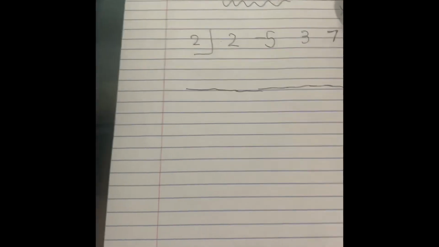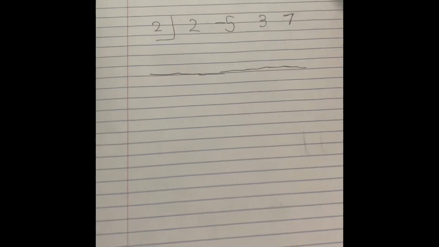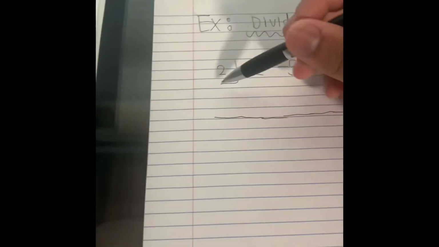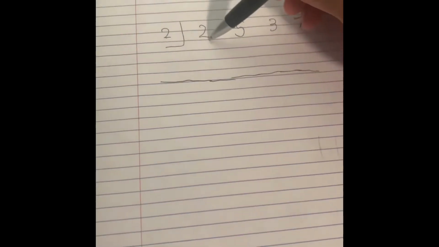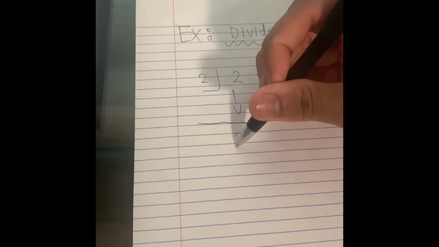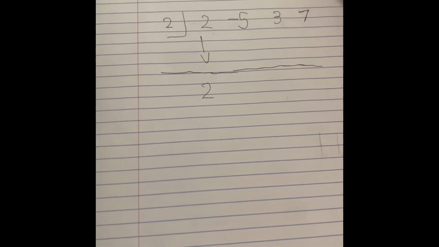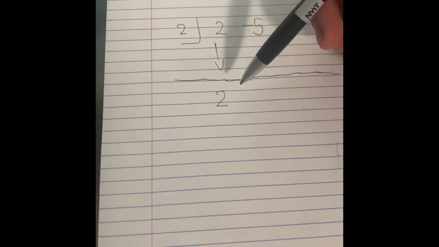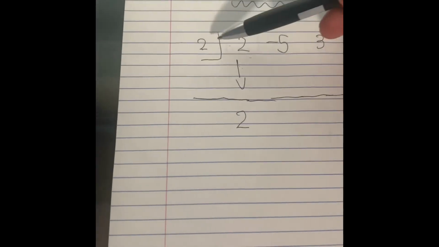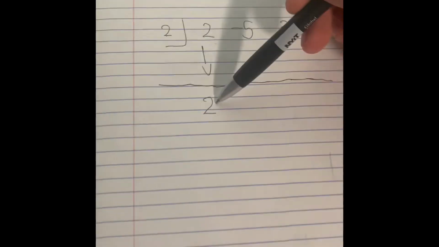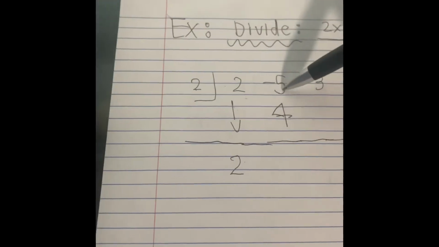Step 2. Once the problem is set up correctly, bring the leading coefficient, which is the first number, straight down. So we're going to take 2 over here and bring it down. Next, we're going to multiply the number in the division box with the number we just brought down and put the result of that in the next column under -5. So 2 times 2 is 4. So we're going to take that product and put it in here under -5.